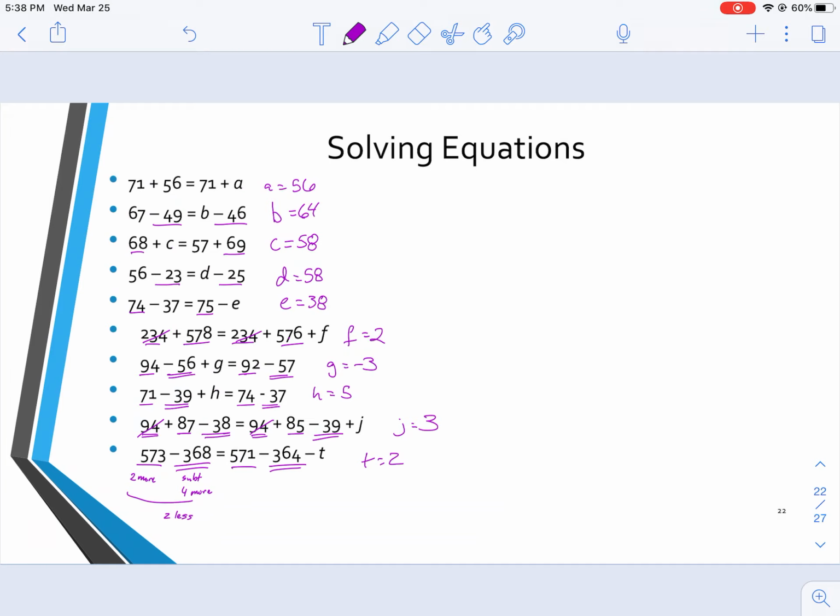So that is thinking it through relationally. I would encourage you to try your own problems, maybe even make up some with smaller numbers if that's easier for you.